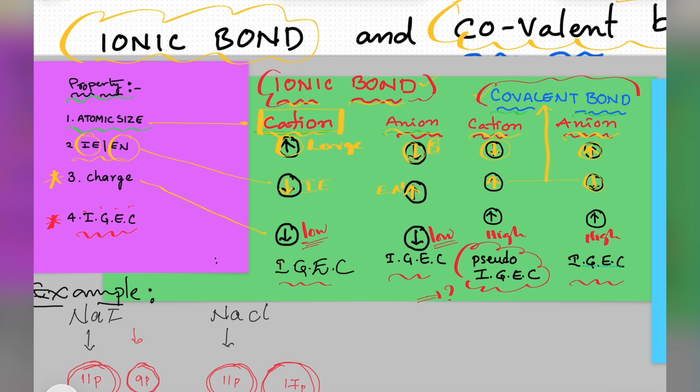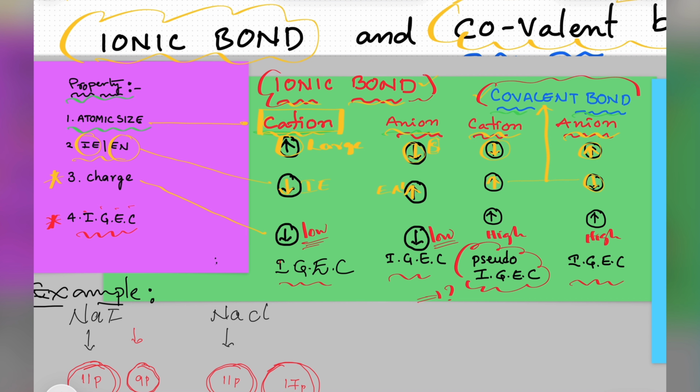These are all Fajans' rules. Clear, students? These are Fajans' rules. Check it once again. Atomic size: cation large, anion smaller, ionic bond. Here opposite: cation smaller, anion large, covalent bond. Ionization enthalpy for cation low, electronegativity for anion high. Here opposite. Clear? Now charge: both should have low charge, leads to form ionic bond.